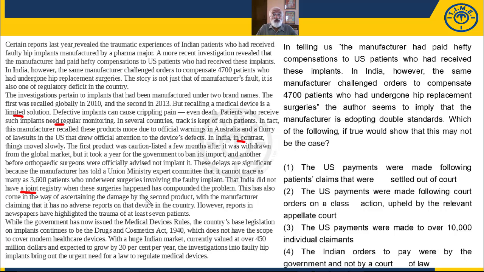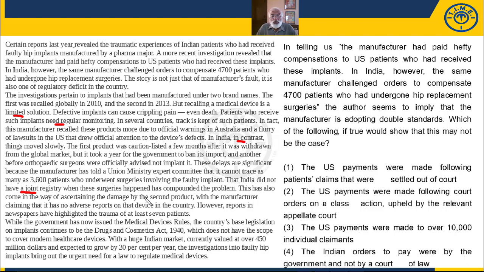This has also come in the way of ascertaining the damage by the second product, with the manufacturer claiming that it has no adverse reports on that device in the country. That means they're saying nobody has made a complaint to us, so there is no problem. However, reports in the newspapers have highlighted the trauma of at least 7 patients. Now, that means the company might not have reports, but newspapers clearly know that there are certain people who have a problem with that product as well.